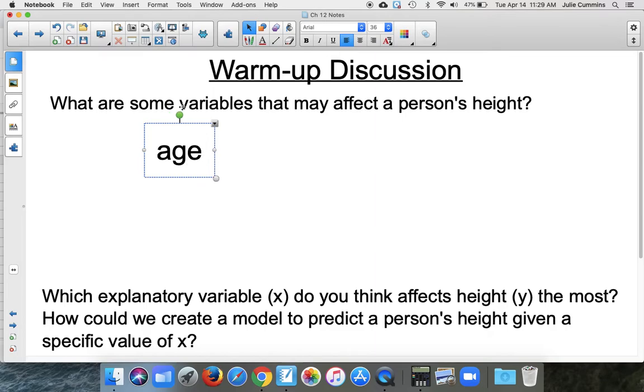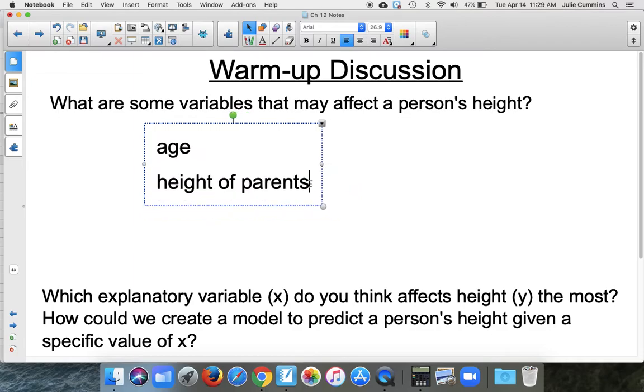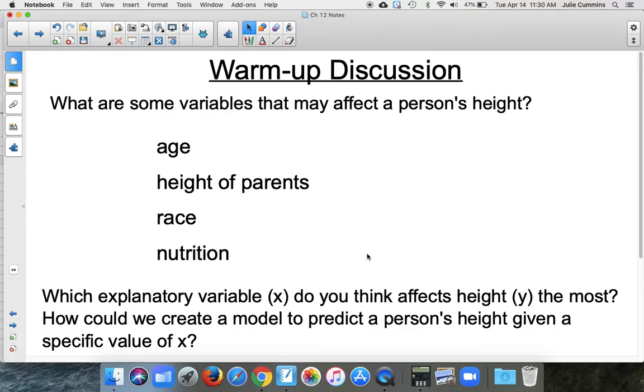age, okay? Definitely, older people are taller when you're talking about kids. Other things might be the height of parents. Okay, people who have taller parents tend to be taller people in general. Race can be a factor when you think about often Asian people tend to be a little bit shorter than maybe some other races, so that definitely is a factor. Let's see, what else could it be? Oh, nutrition, right? Someone who does not have adequate nutrition is not going to grow adequately. So those are just a few of the things that might affect a person's height.